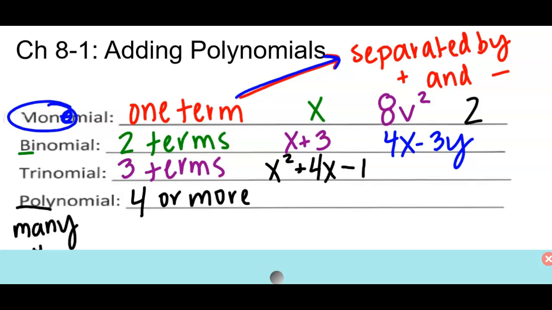Okay? One term. A binomial, you guys just want to look up here for a second, let me explain it and then write. A binomial is two terms. The prefix bi means two, right? A bicycle has two wheels. Okay? Two terms. So binomials are separated by a plus or minus sign.